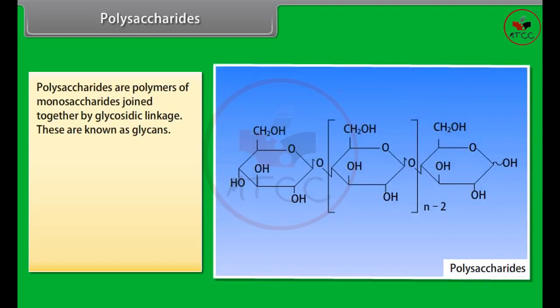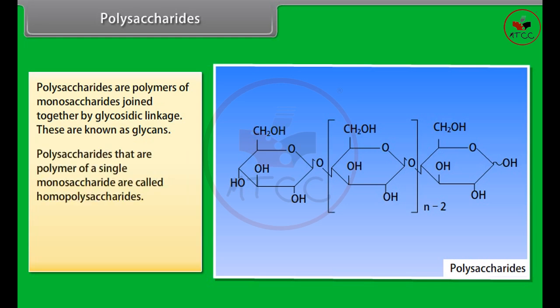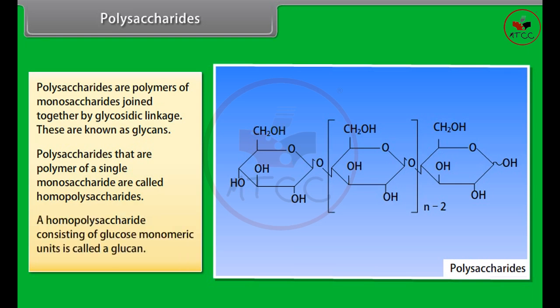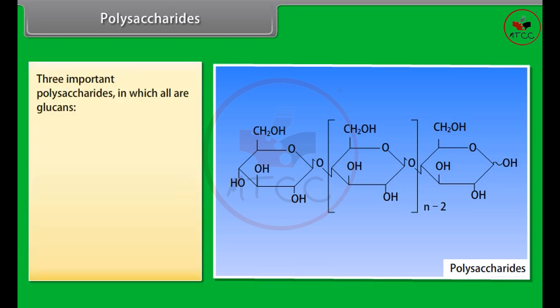Polysaccharides are polymers of monosaccharides joined together by glycosidic linkage. These are known as glycans. Polysaccharides that are polymers of a single monosaccharide are called homopolysaccharides. A homopolysaccharide consisting of glucose monomeric units is called a glucan. 3 important polysaccharides in which all are glucans: starch, glycogen, and cellulose.